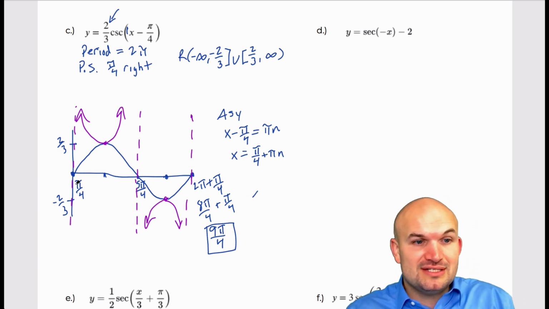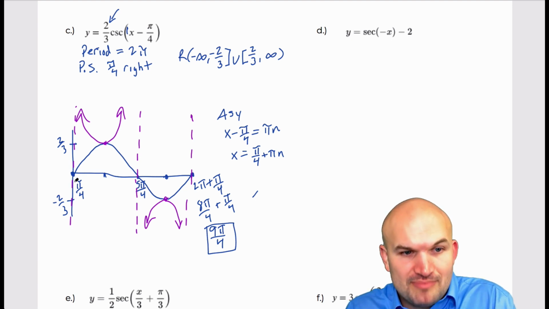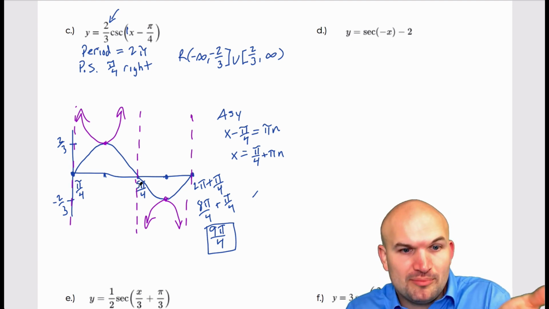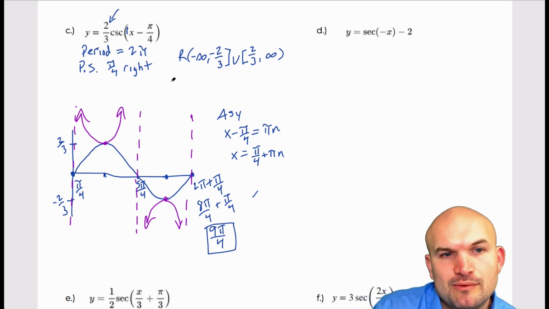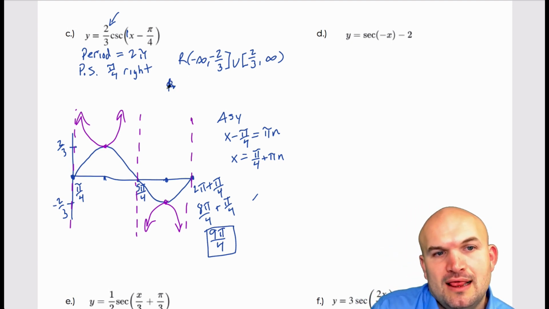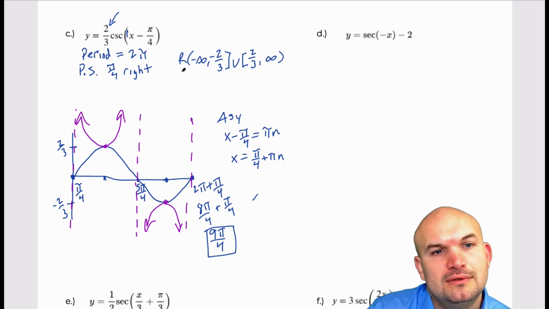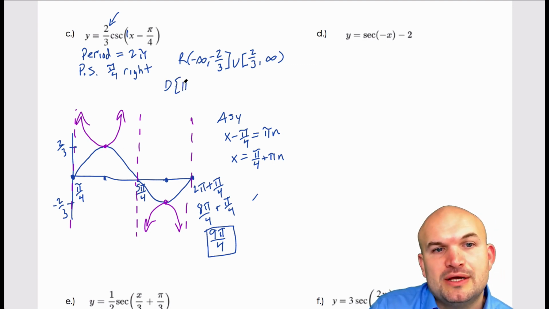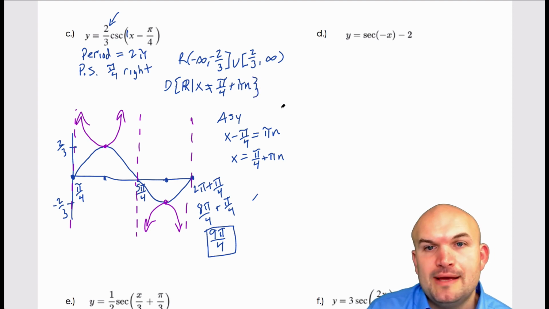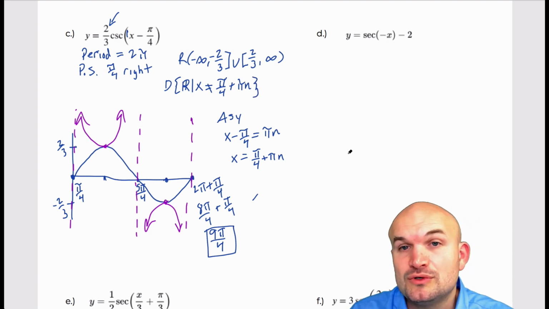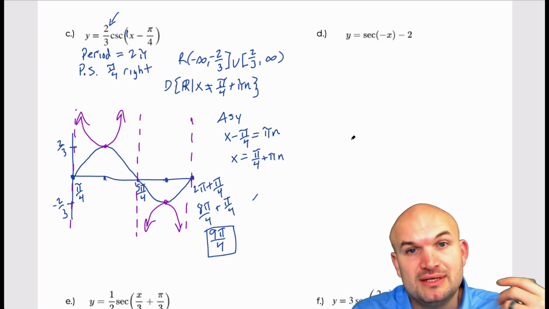And let's look at that. You can see pi over 4 plus pi takes us to 5 pi over 4, plus pi is going to take us to 9 pi over 4. So you can see how that works out. And then the domain here is going to be all real numbers such that x cannot equal pi over 4 plus pi n. Okay? All right, so now we'll go ahead and look at some secant functions.